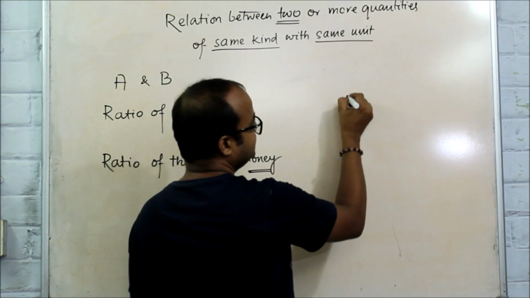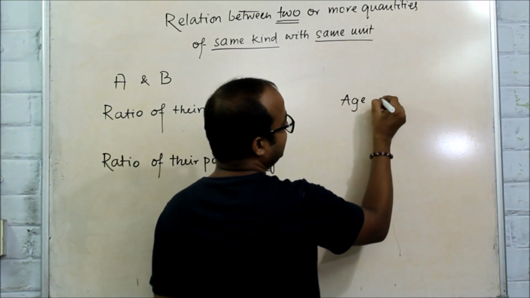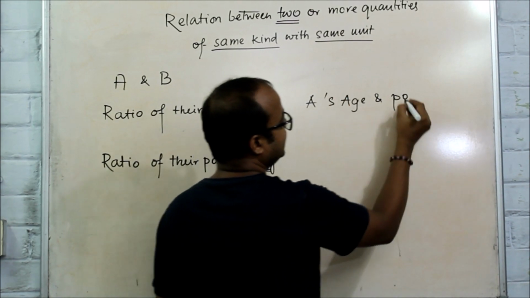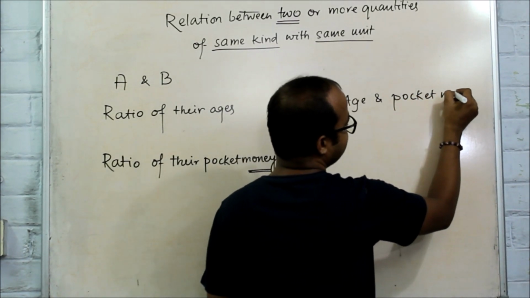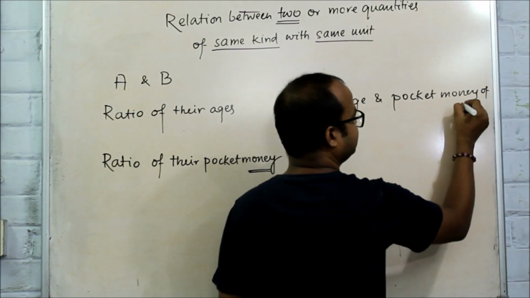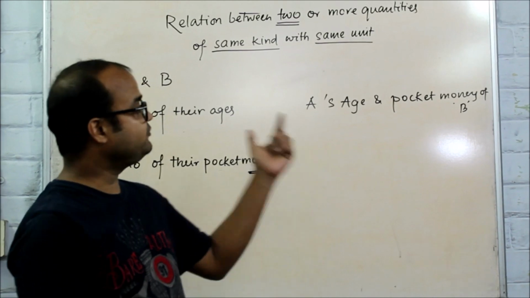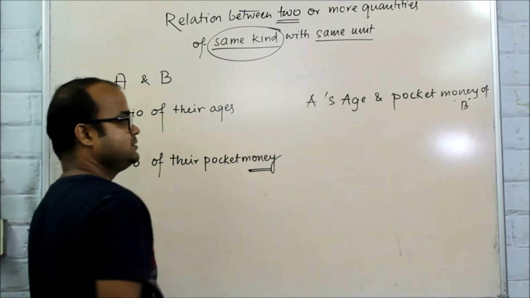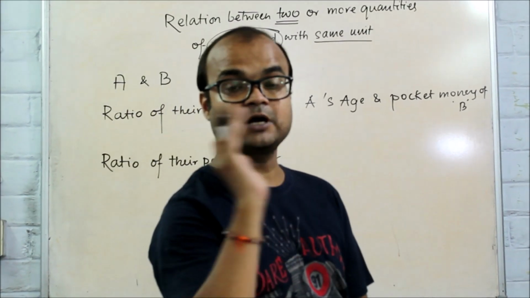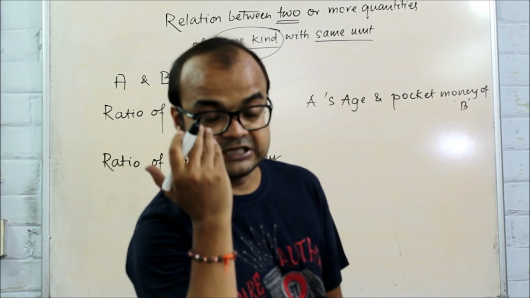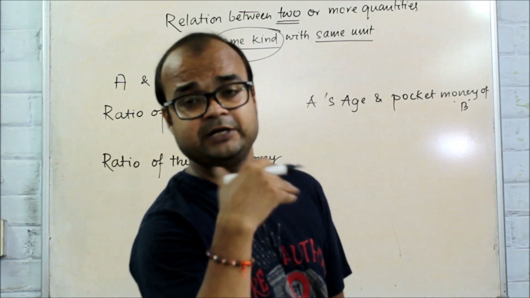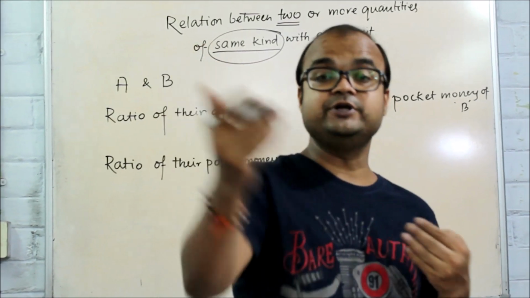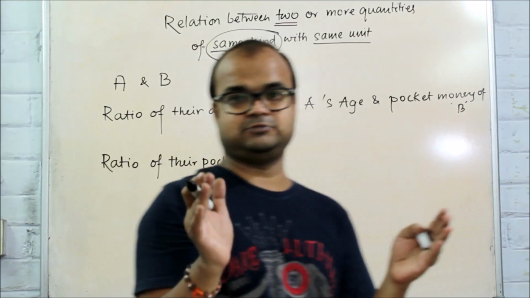You cannot find like age and pocket money. Suppose age of A and pocket money of B. Because they are of different kind. So this is the meaning of the term same kind. Same kind means these two have the same kind of relationship. It might be ages, it might be pocket money, you can find out the ratio of the temperature between two cities. So temperature is a common parameter.